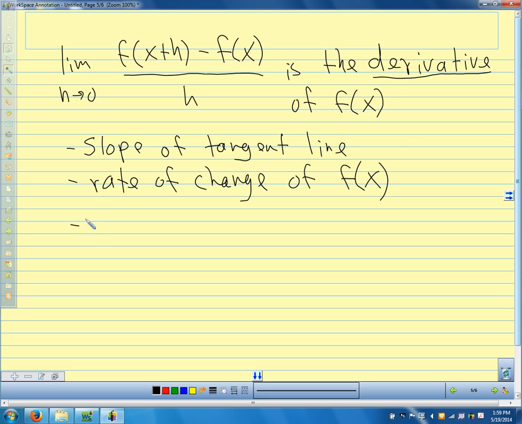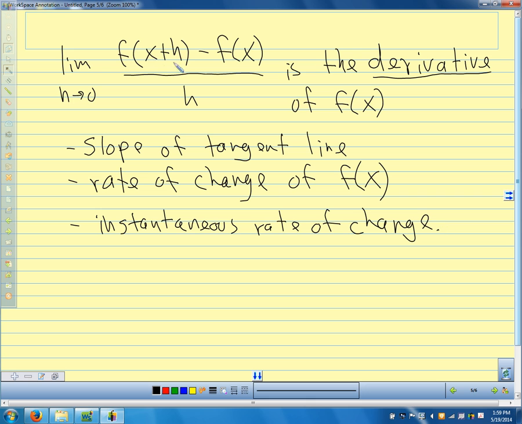The other way you'll hear the derivative referred to is the instantaneous rate of change. So it's giving us the slope of the tangent line at one point on the graph. That instantaneous rate of change. It's not an average rate of change. It's not between 2 points. It's at exactly 1 point. Instantaneous rate of change.